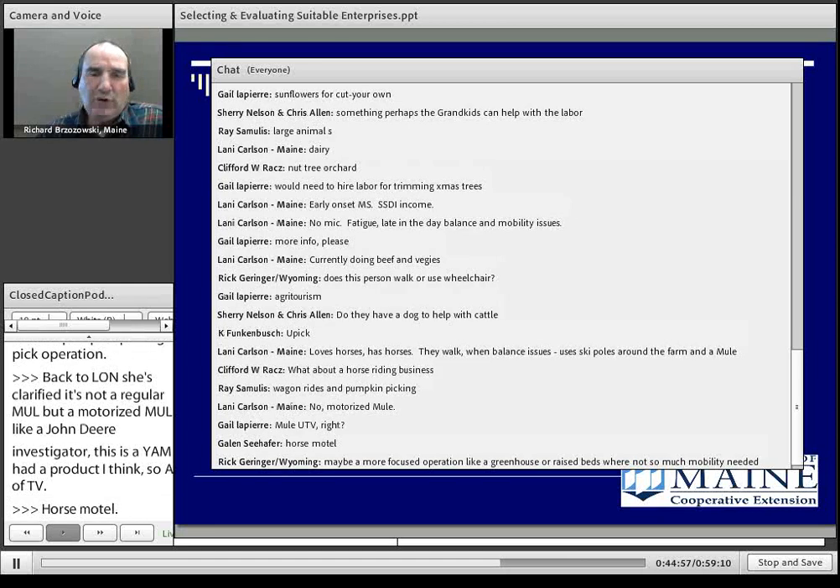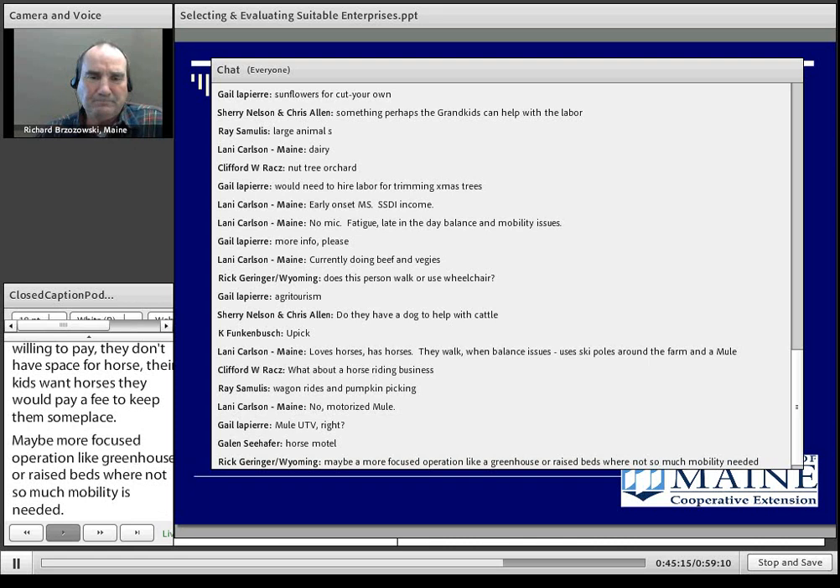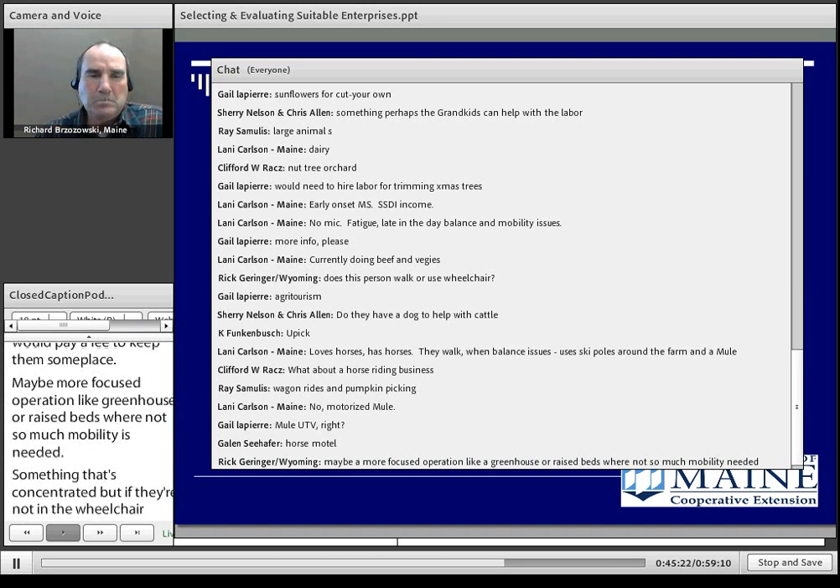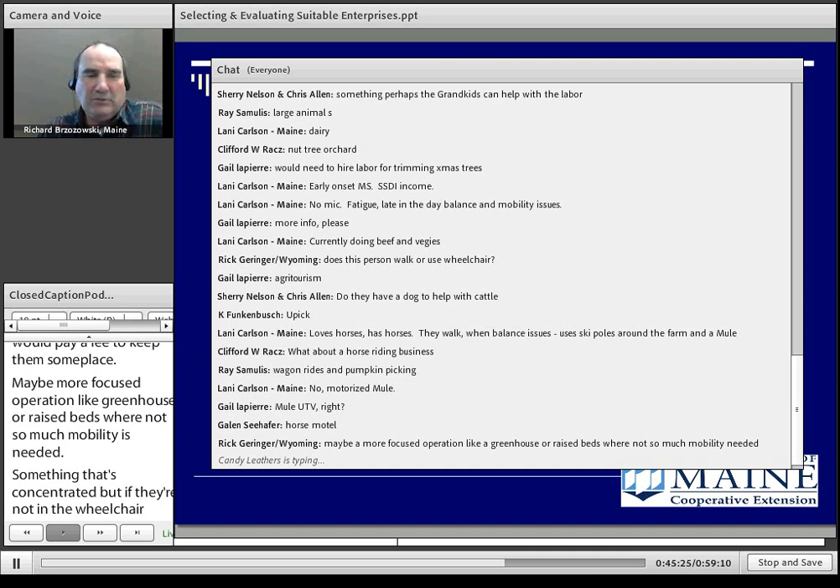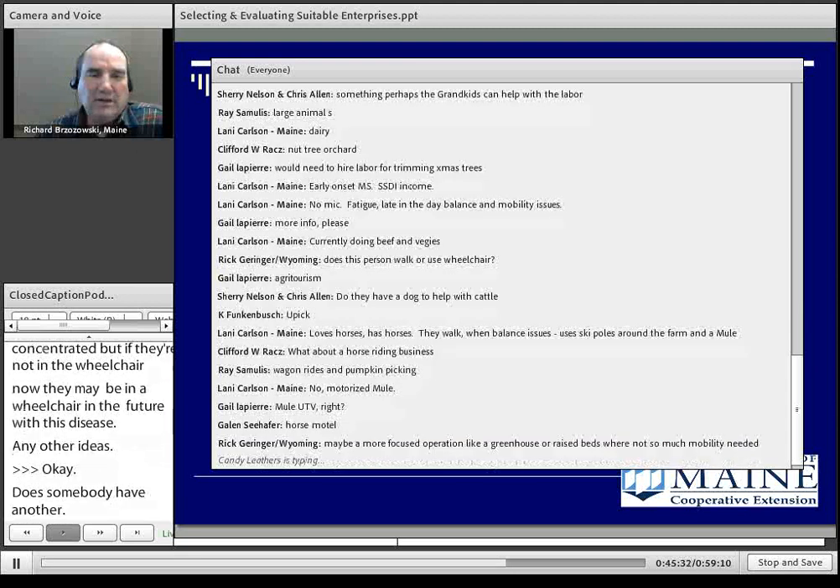Maybe a more focused operation, like a greenhouse or raised beds, where not so much mobility is needed. So something that's concentrated, a raised bed. So if they're not in a wheelchair now, but they may be in a wheelchair in the future with this disease. Any other ideas? Okay, does somebody have another? Well, let's see, Candy's typing something. In the meantime, if you've got another scenario you'd like for people to think about and maybe give you ideas.